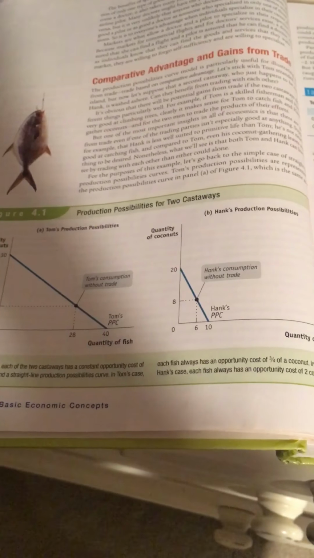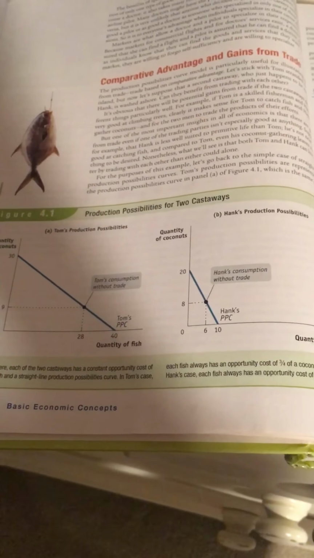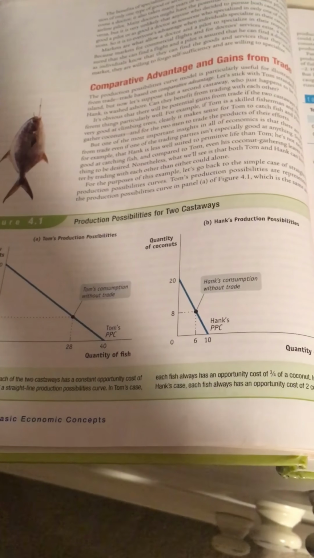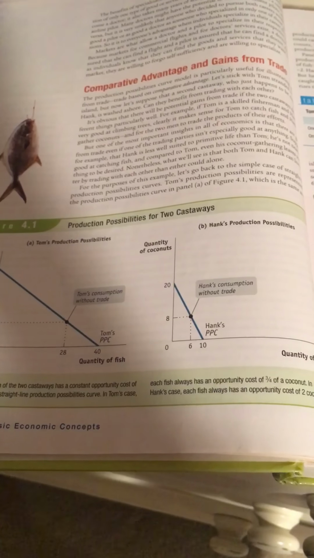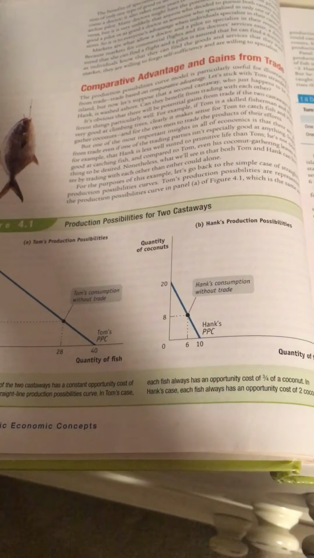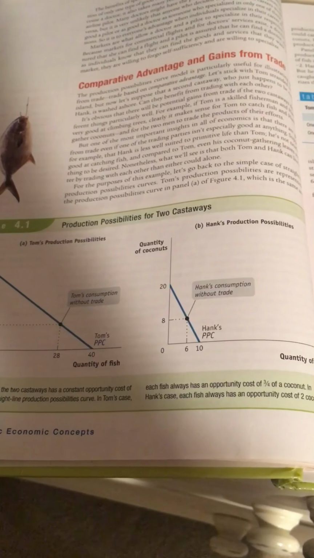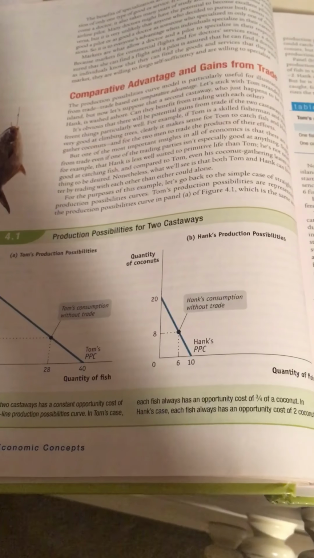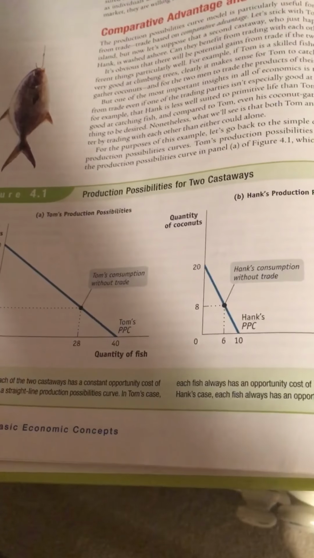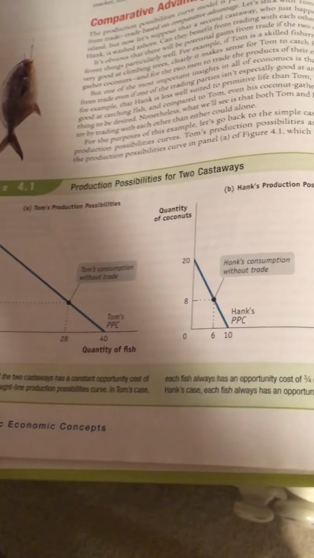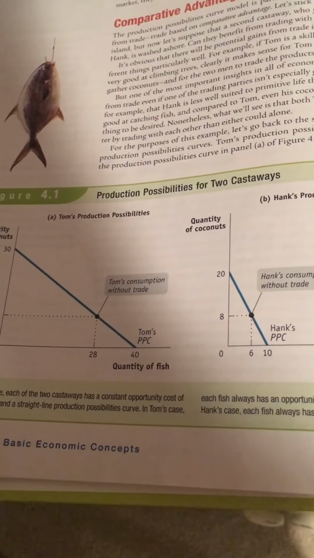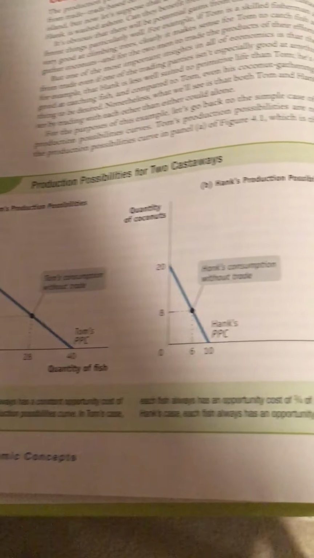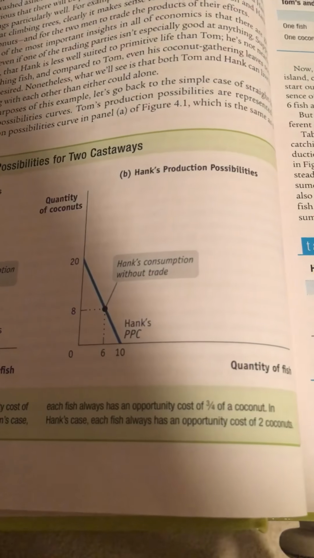Welcome back. Now to talk about advantage. We'll start by defining absolute advantage. Absolute advantage is the ability to produce more of a good or service with a given amount of time and resources. Tom has the absolute advantage in production of fish, as you can see here, because the x-intercept is 40, and Hanks, as you can see over here, is 10.